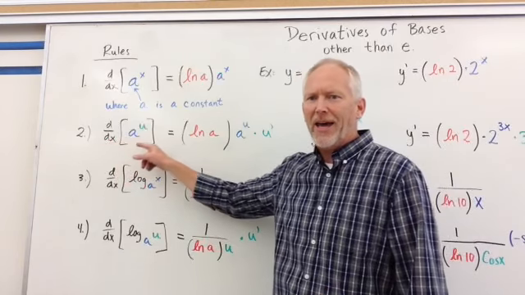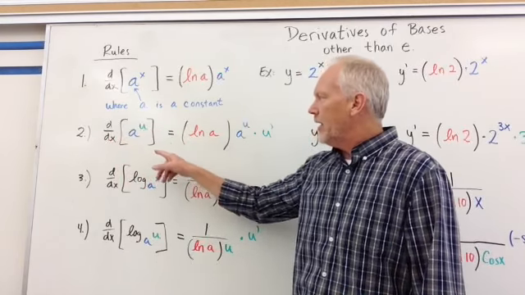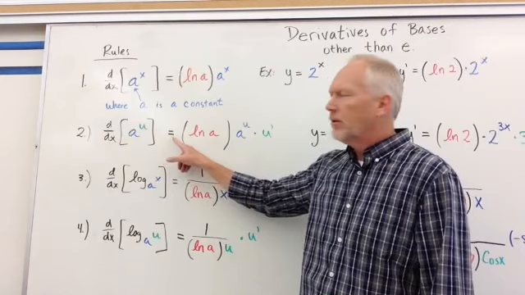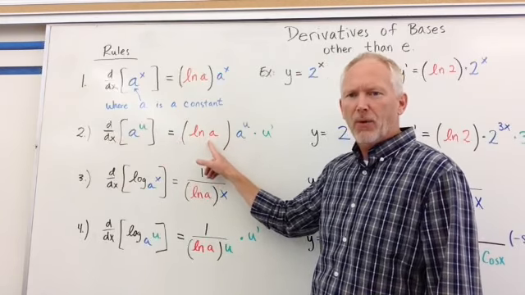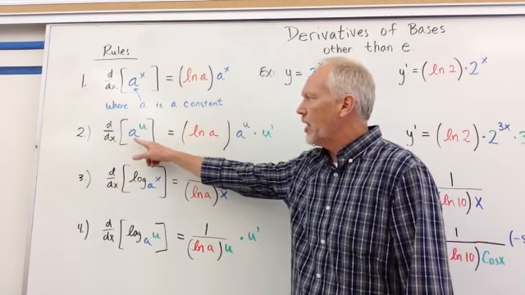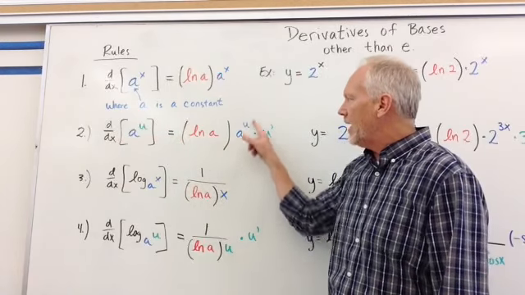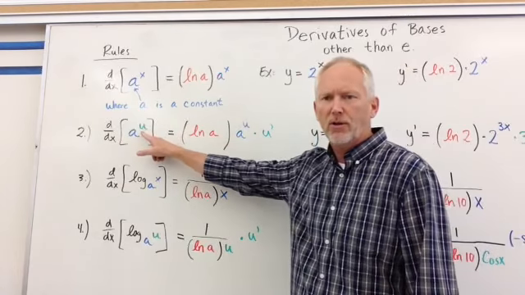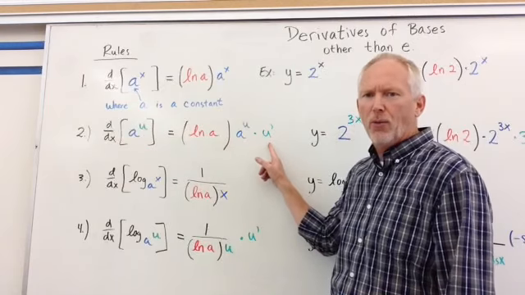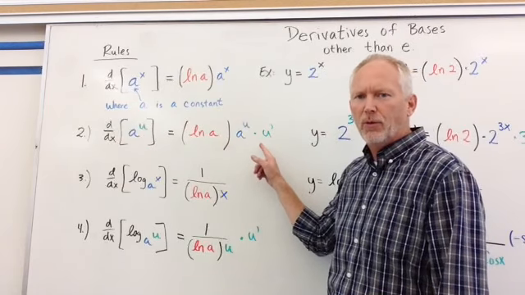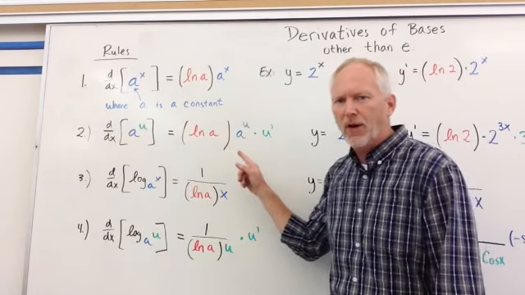The d dx of a to some u is equal to ln of a, right? Same a value. We're not changing the base value. It's ln of the a value times a to the u, which is what we had originally, times u prime, or the derivative with respect to the u. Okay, the derivative of u.